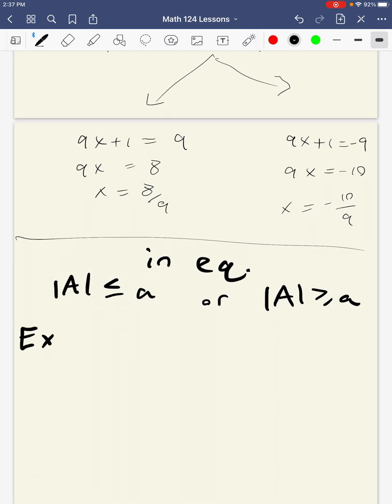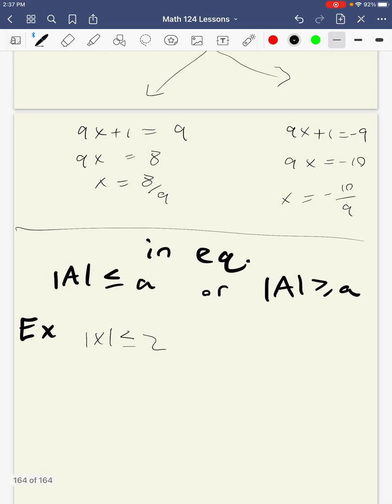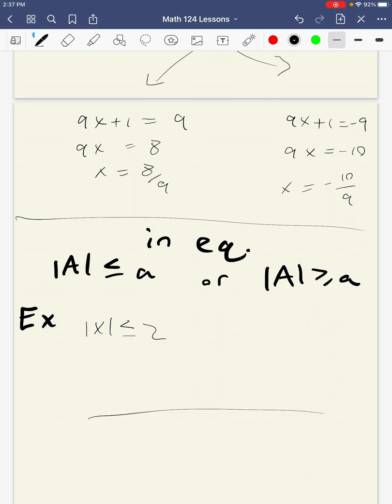So let's just try to interpret what this means. Let's start with a really easy one. Say the absolute value of x is less than or equal to 2. Well, let me draw a number line here. There's 0, there's 2, here's negative 2.